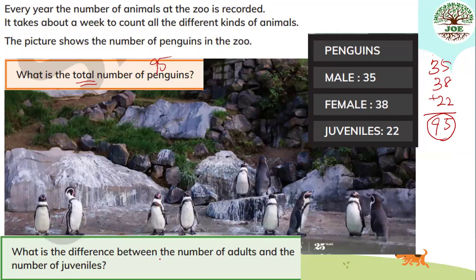And what is the difference between the number of adults and the number of juveniles? The number of adults means the sum of male and female. 35 plus 38 is 73. And juveniles are 22. This is a sum, and this is subtraction. 73 minus 22 is 51. The difference between adults and juveniles is 51 penguins.